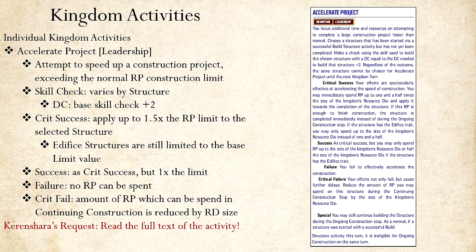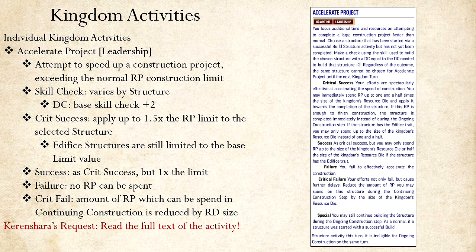What are you rolling? Well, you roll that construction check again, and the DC is equal to the base skill check for constructing the structure +2. It's harder because you're trying to make it go faster. And again, when I say you roll the construction skill check, it's whatever the skill you rolled to build the structure. Remember, the skill you roll to build a structure is dependent on what that structure is.